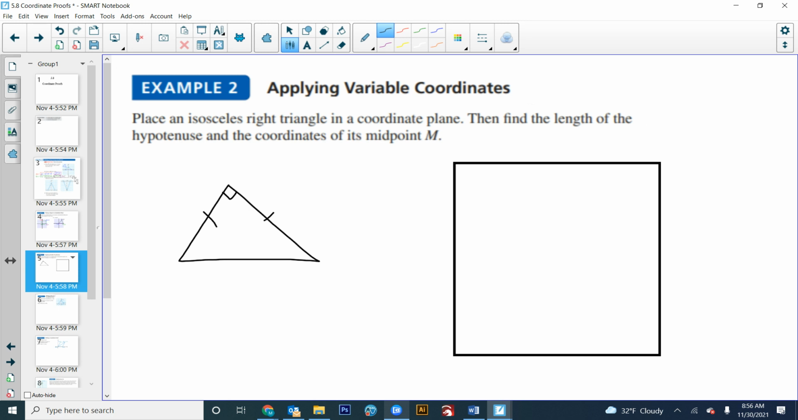Now don't draw this. Hold on a second. Is that how you want to place this isosceles right triangle on the coordinate plane? No. You gotta make it easy and bring on 0. But listen. If I place it this way on the coordinate plane and I want to find the length of the hypotenuse and the coordinates of its midpoint, I kind of like that the hypotenuse is here because I can count it, right? But how would I know where this point goes?